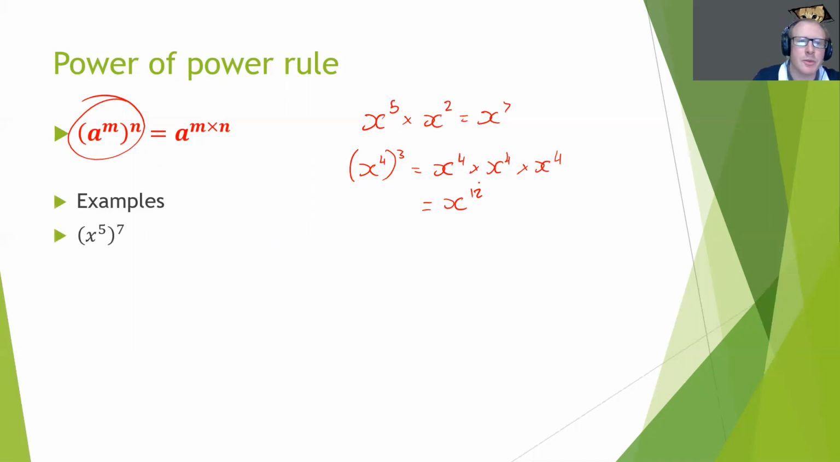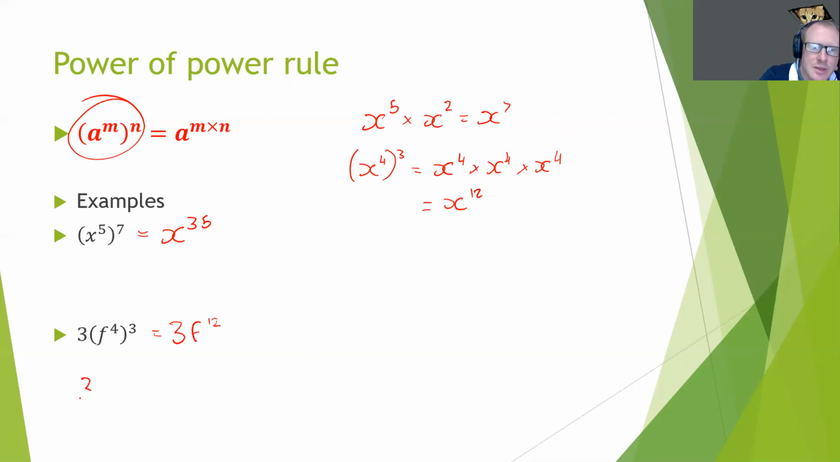So some examples. Instead of expanding this right out, x to the 5 times x to the 5 times x to the 5, 7 times, we can just times these numbers together. 5 times 7 is 35. Okay? Now, if there's something out the front of the bracket, we just ignore that and we just times the indices there.